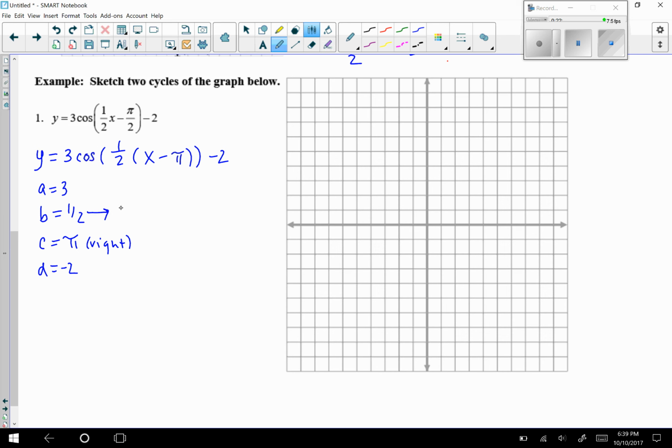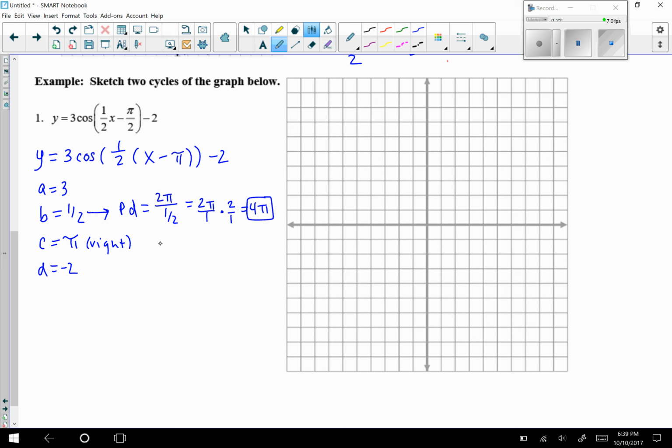So I need to figure out what the period of my graph is, because remember the period is equal to 2 pi divided by your b value, which is 1/2. So 2 pi divided by 1/2 is the same thing as, remember when you're dividing by a fraction, you multiply by the reciprocal, so 2 over 1. So that gives me 4 pi. So that's my period.